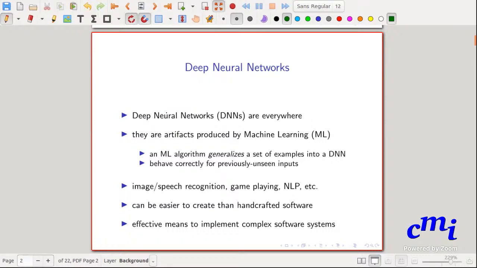Before this, I'm reusing some of the slides that I had used last time, so some of this motivation may not be very necessary. But we do know that deep neural networks are everywhere, and they are artifacts produced by machine learning. The way we get them is that we try to generalize a set of examples into a deep neural network. The hope behind this generalization is that they'll behave correctly on inputs that have not been seen previously. And they're being used everywhere. I don't need to motivate this.